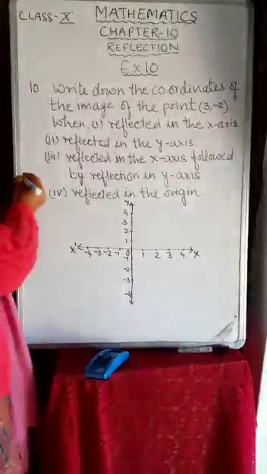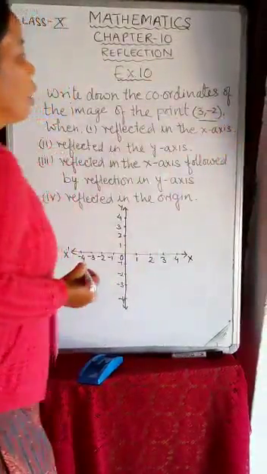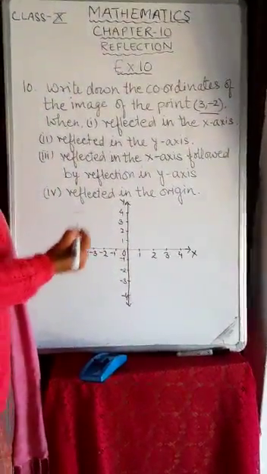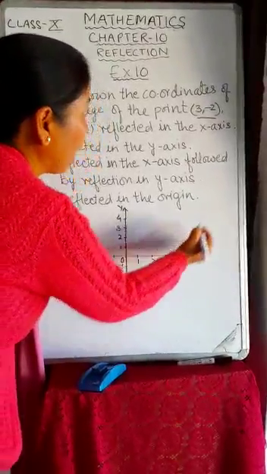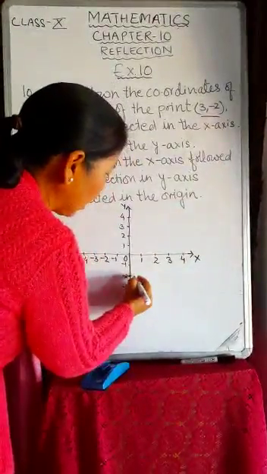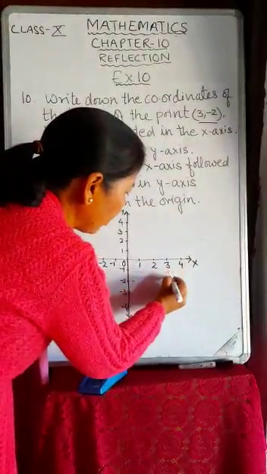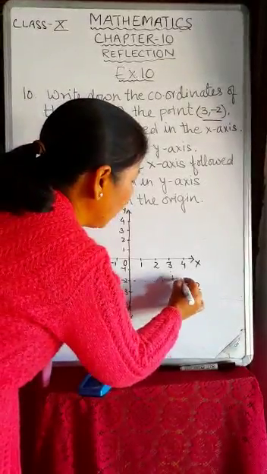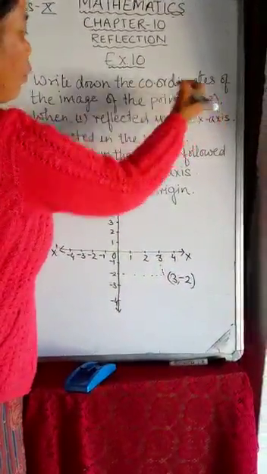I already told you how to locate the point, and the point is 3 and minus 2. 3 we will see on the x-axis and minus 2 we will see on the y-axis. So this is the x-axis, 3 is here, and minus 2 on the y-axis is here. So the point will be over here. This point is 3 and minus 2. This is the point which we have located from the question.